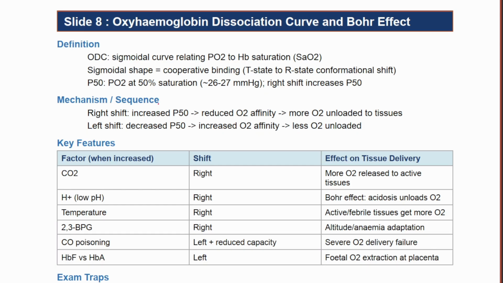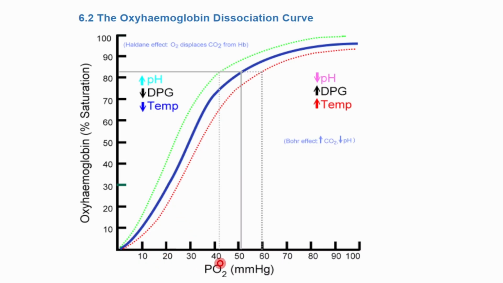Now we reach perhaps the single most tested concept in respiratory physiology: the oxygen hemoglobin dissociation curve. The curve is not something to memorize, it is something to understand deeply, because every question about it is ultimately asking whether you understand the underlying mechanism. If you plot the partial pressure of oxygen on the x-axis against the percentage saturation of hemoglobin on the y-axis, you don't get a straight linear line. Instead, you get a distinctive sigmoidal S-shaped curve.